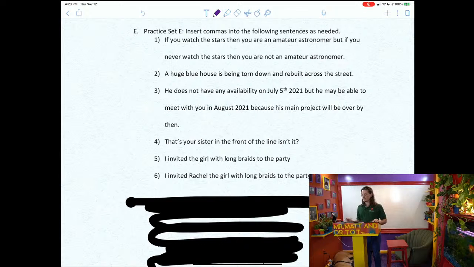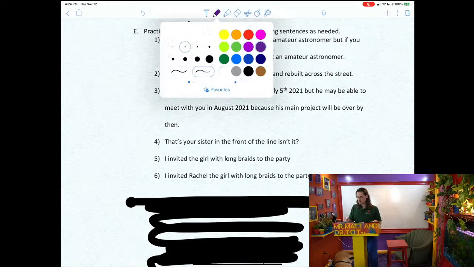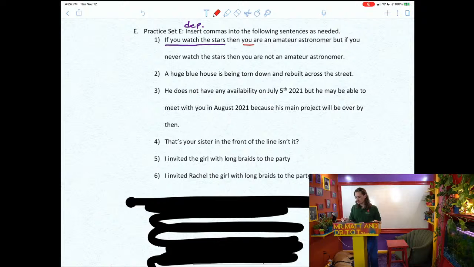Okay, looking at number 1: if you watch the stars, then you are an amateur astronomer, but if you never watch the stars, then you are not an amateur astronomer. So that conditional beginning word if is really indicative of a dependent clause. If you watch the stars, that's dependent, then you are an amateur astronomer. Notice that then is a conjunction. So we have a dependent, independent clause construction.